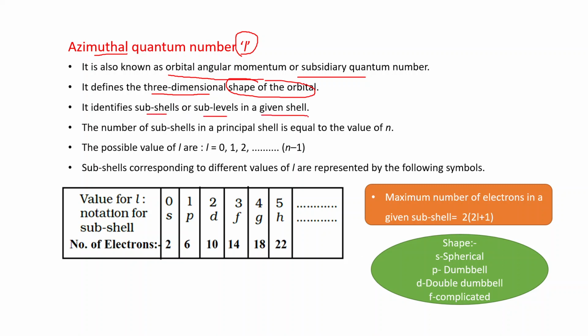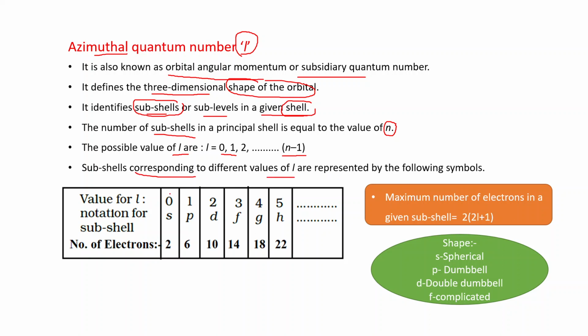Simply we can say that principal quantum number identifies the shell and azimuthal quantum number identifies subshells in a shell. The number of subshells in a principal shell is equal to the value of n, and the possible values of L are 0, 1, 2, up to n minus 1. The subshells corresponding to different values of L are represented by the following symbols.